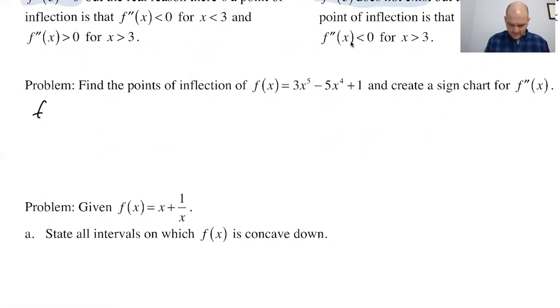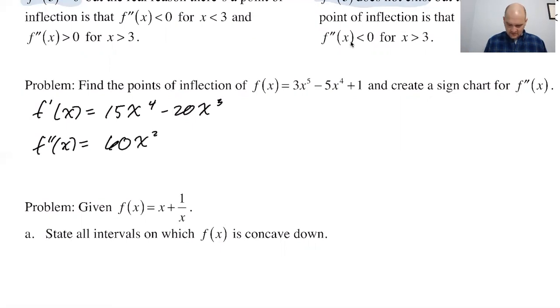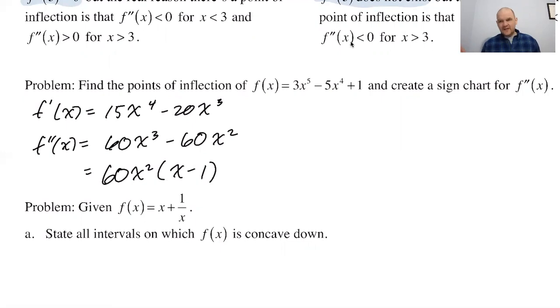All right, so there's no way to jump straight to f double prime, even though notationally I'm trying to do it. So we're going to get 15x to the fourth minus 20x cubed. Derivative of 1 is 0, so we're good there. F double prime. Okay, so it's going to be 60x cubed minus 60x squared. We should try to factor this. So 60x squared can come out. We're left with x minus 1. Okay, do I think that's right? I think that's right. So that's f double prime.